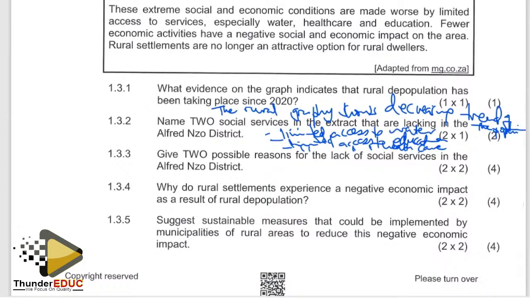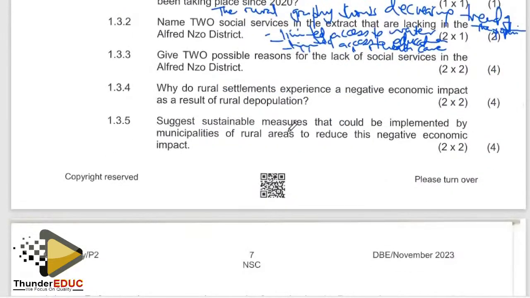So any of those ones, the question is 2 points. Therefore, you should make sure that the 2 points exist. The next one is name two possible reasons, give two possible reasons for the lack of social services in Alfred Nzo. In other words, why Alfred Nzo is facing this challenge of limited social services.